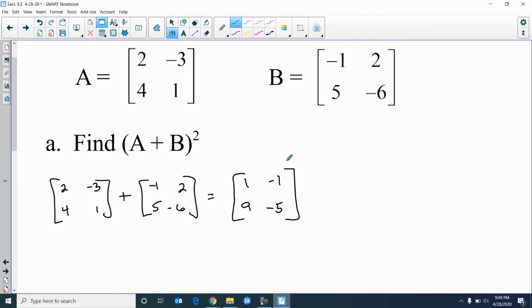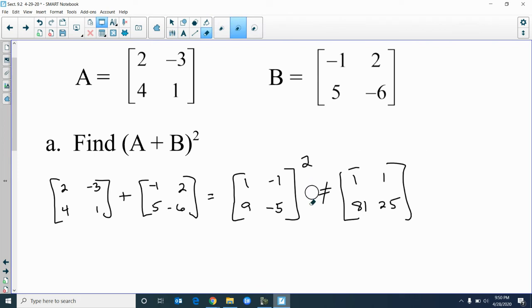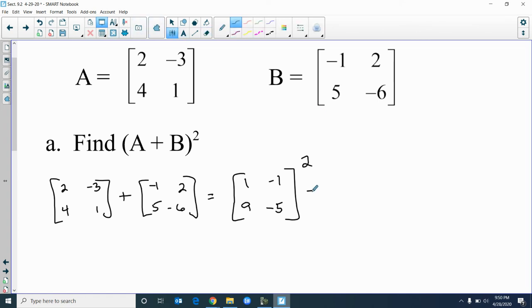All right, here's what you got to watch. When you square something, we're going to square that. You do not just square the individual terms and call it a day. Like you do not do 1 squared, -1 squared, 9. No, that does not work. You have got to be very, very careful about that. Just like in good old fashioned math, if you square something, you write it down twice.